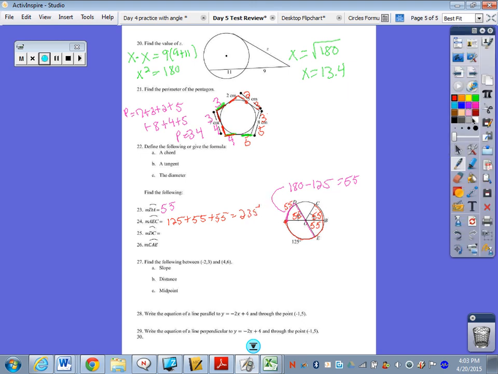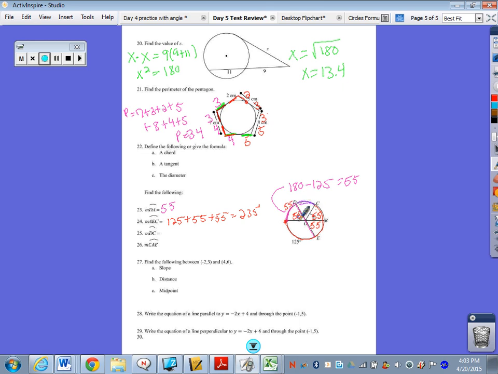Okay, DC is this little arc here. And I can use the other 2 angles or arcs that I have, which are both 55, and I have a semicircle up top. So to get this, I'm going to do 180 minus 55 minus 55. And that gives me 70.